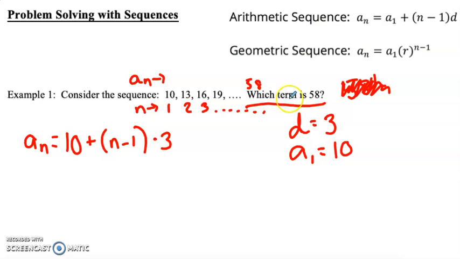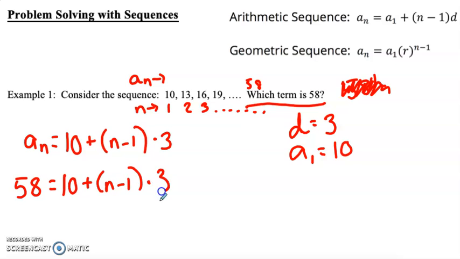So we're going to figure out the term number. So I'm looking for n, but I want my output to be 58. So my a sub n is actually going to be replaced with a 58. Okay, so we're working backwards. So let's bring this down. 10 plus n minus 1 times 3.